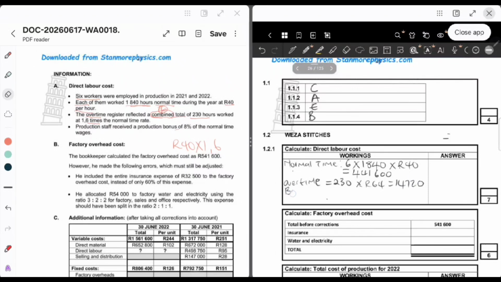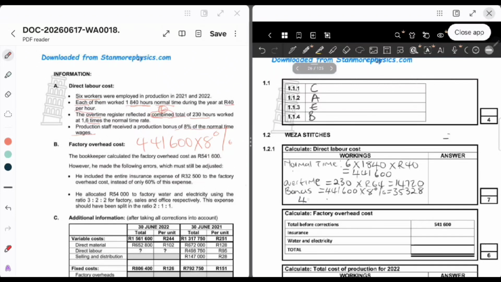14,720. Then they also have a bonus. They say the production staff received a production bonus of 8% of the normal time wages. Our normal time wages, it's how much? We calculated them as 441,600. Then 8% of that, it will be 35,328.